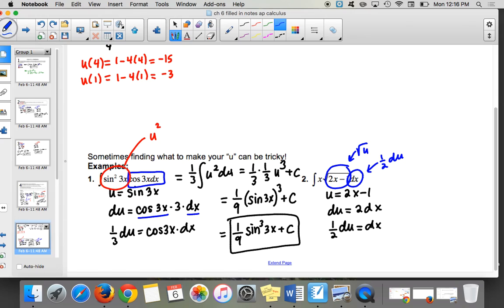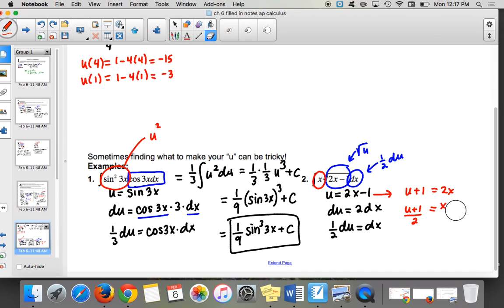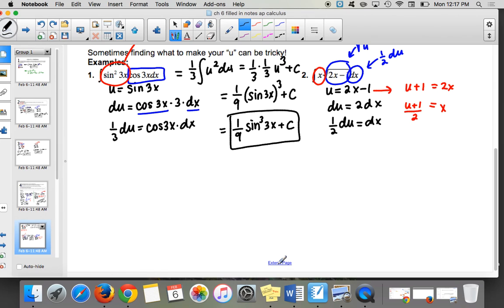But then what about x? Ah, good. We look here and we're like, well, what is x? If I add the 1 over and I divide by 2, u plus 1 over 2, that's what x is. So we can rewrite. Do you guys see it? Sometimes you have a leftover x or an x plus 4 or something like that. That's okay. Just solve for x. Take that equation that has u equals and solve for x. Rearrange it.